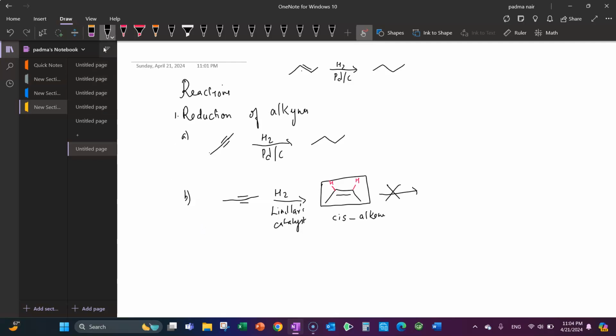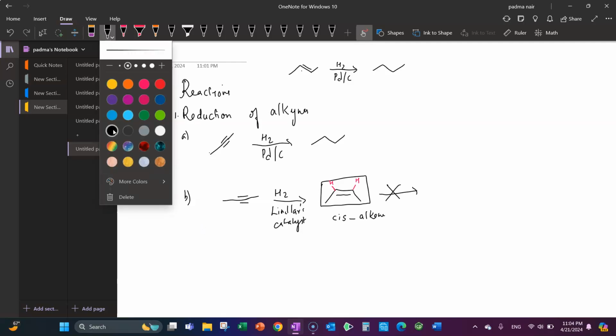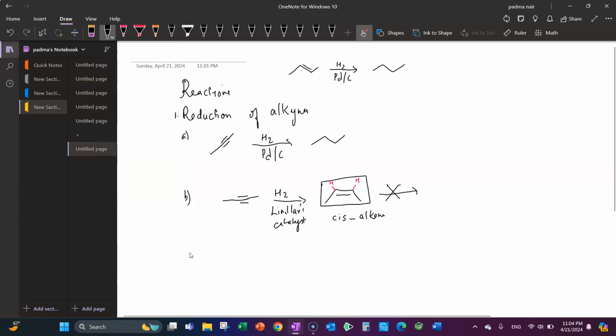However, if you want to get a trans alkene, there is a different method we use, and that is by using lithium or sodium in liquid ammonia. So it's a metal reduction reaction. Okay? So I will use the same alkyne to illustrate that.